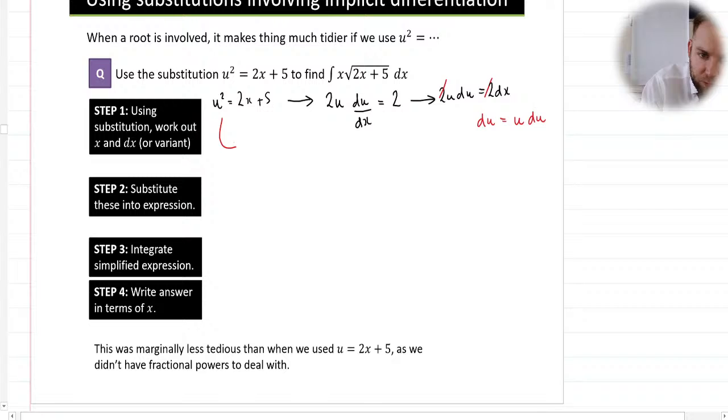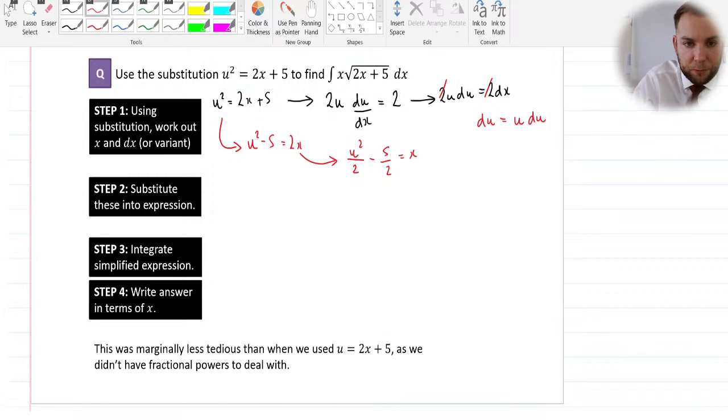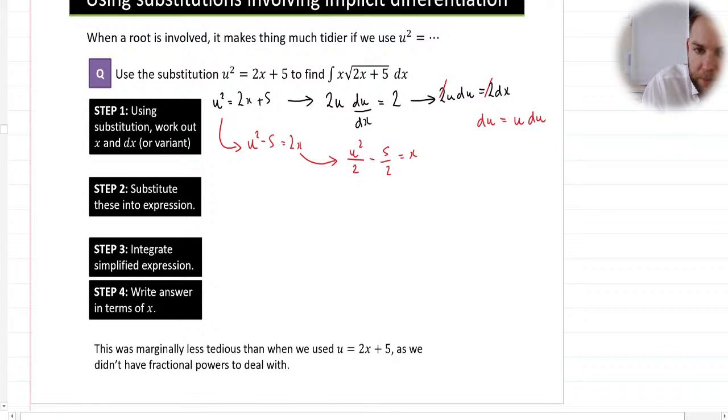So if I rearrange to find x, it's going to be u squared minus 5 is equal to 2x. And when I differentiate this, I'm going to do this separately. So u squared all over 2 minus 5 over 2 is equal to x. Okay, brilliant. So we've got some of our substitutions now. We know that this part here is this part here. We know what dx is.